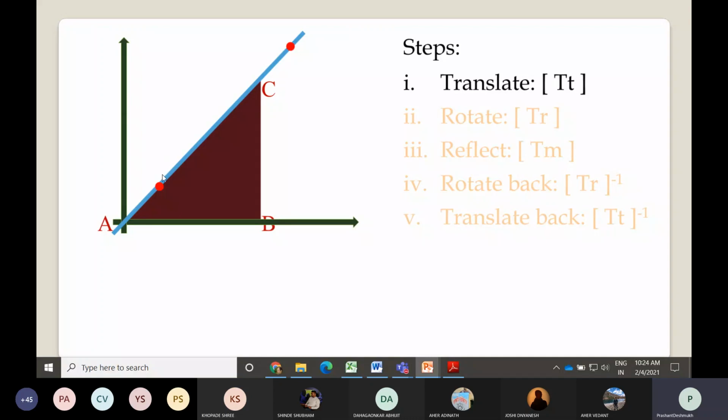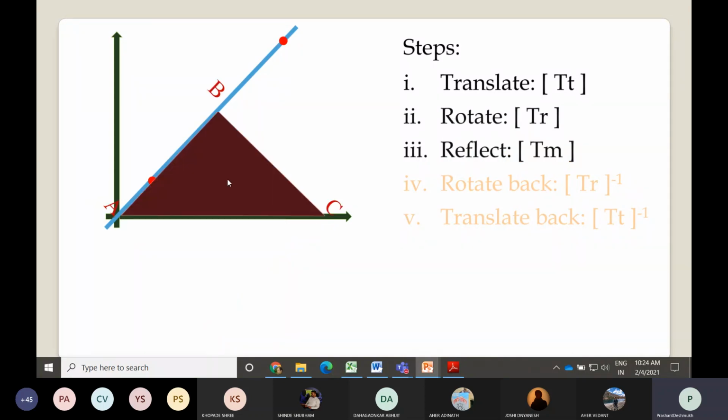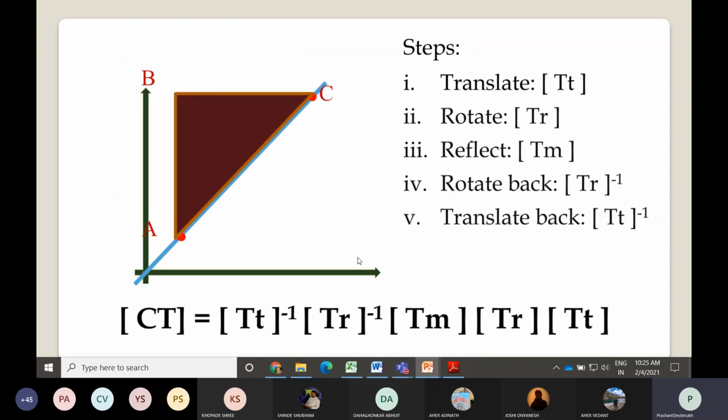This is original position. Translate. A point will be here, B point will be here, C point will be here. Rotate. AC will be along here, the x-axis. Then reflect. It will go upside. Then rotate back. This is a rotate back. And this is a translate back.